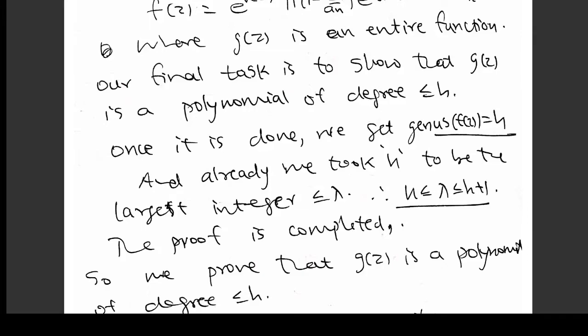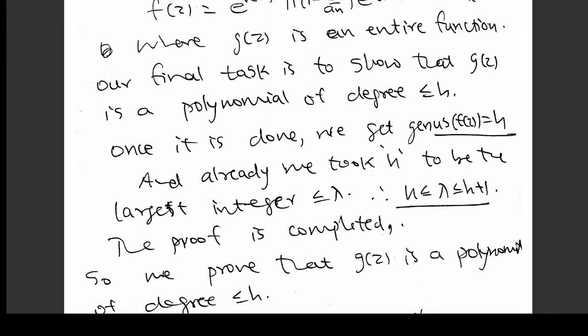So hence we obtained that f(z) has a representation of this form, e raised to g(z) into this infinite product. Here this infinite product represents the canonical product because we have already proved that the summation of 1 by |a_n|^(h+1) is finite. Therefore this representation will hold for f(z). But the only problem is that we don't know what this is. For the time being, we know only that g(z) will be an entire function.